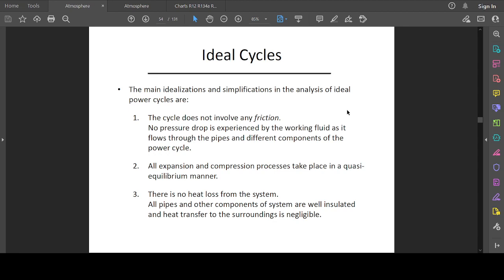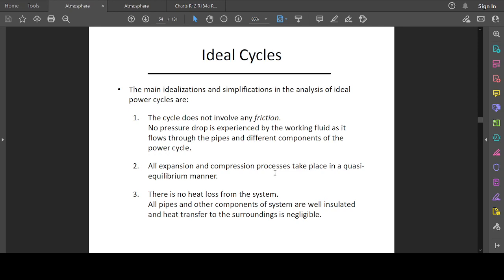No matter how smooth the pipe is, no matter how well machined the pipe is, there is bound to be pressure drop within the flow in any pipe system. So all expansion and compression processes take place in a quasi-equilibrium manner. Now remember what we said: a quasi-equilibrium process is a very slow process.